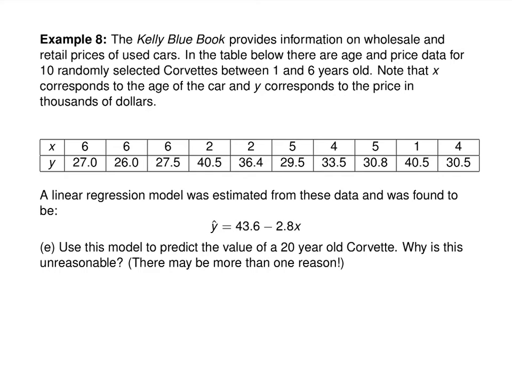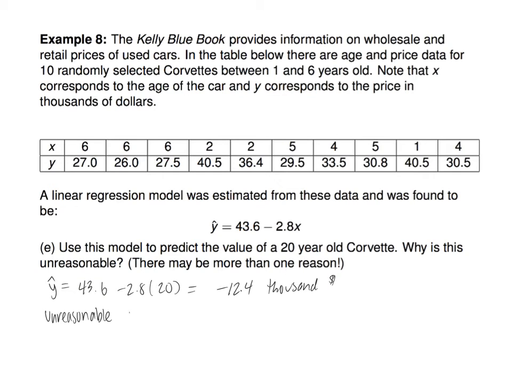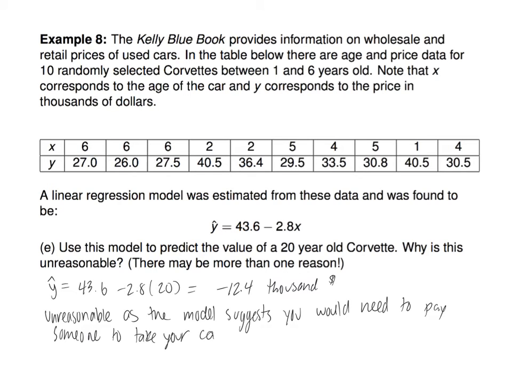So use this model to predict the value of a 20-year-old Corvette. Why is this unreasonable? Okay, well, we'll plug in 20. And you get something kind of crazy. You get negative 12.4 thousand. So this is unreasonable because you're not going to pay somebody $12.4 thousand to take your old Corvette. That's what I would interpret negative money as. It suggests you would need to pay someone to take your Corvette. And the real reason is here we extrapolated too far outside the data.